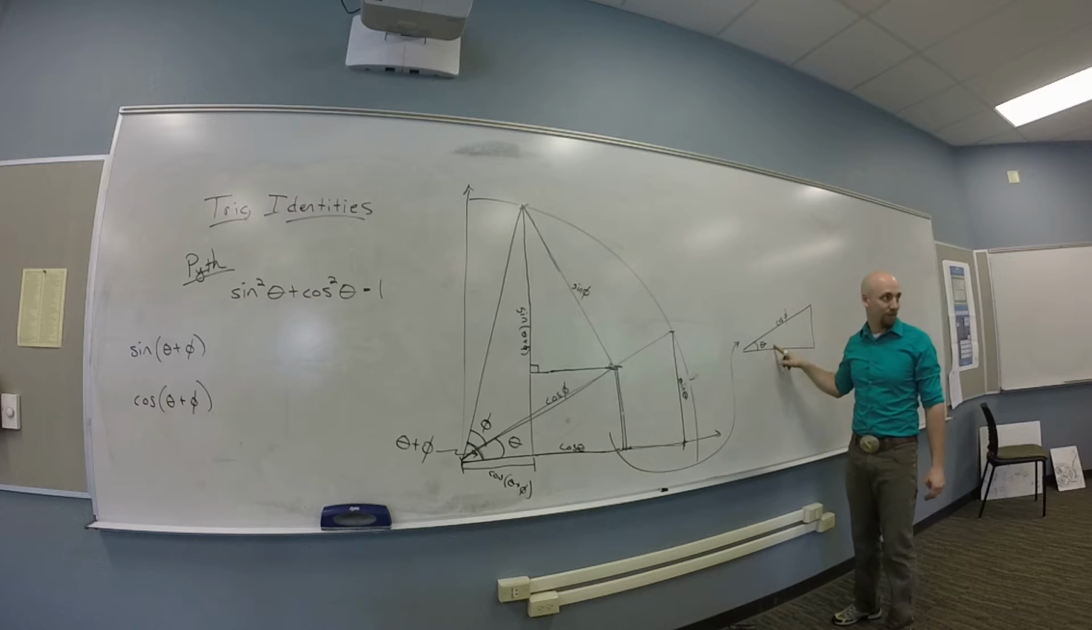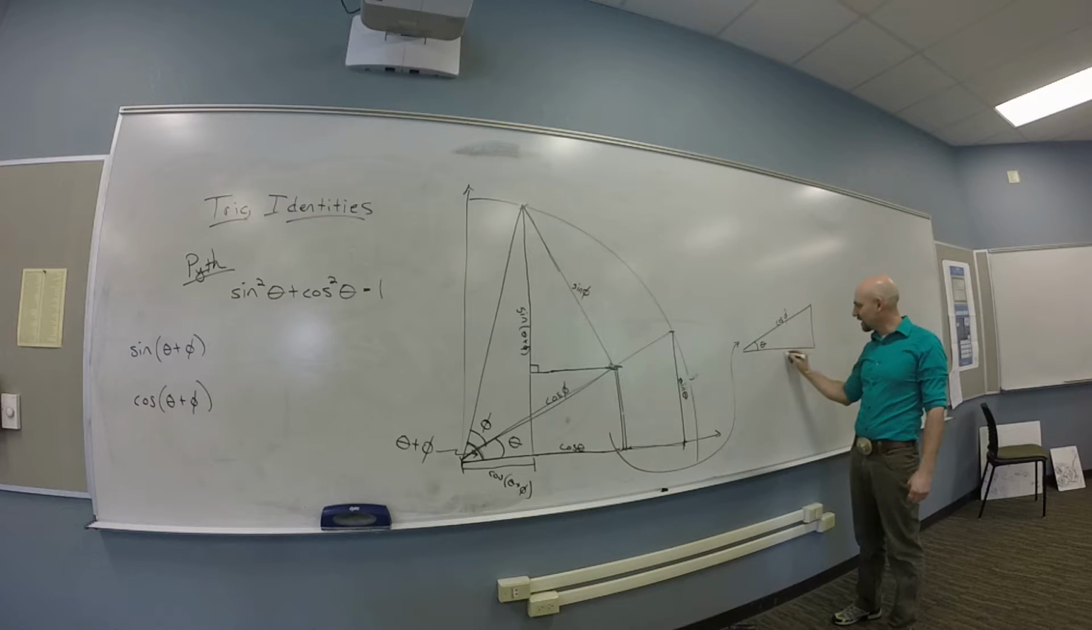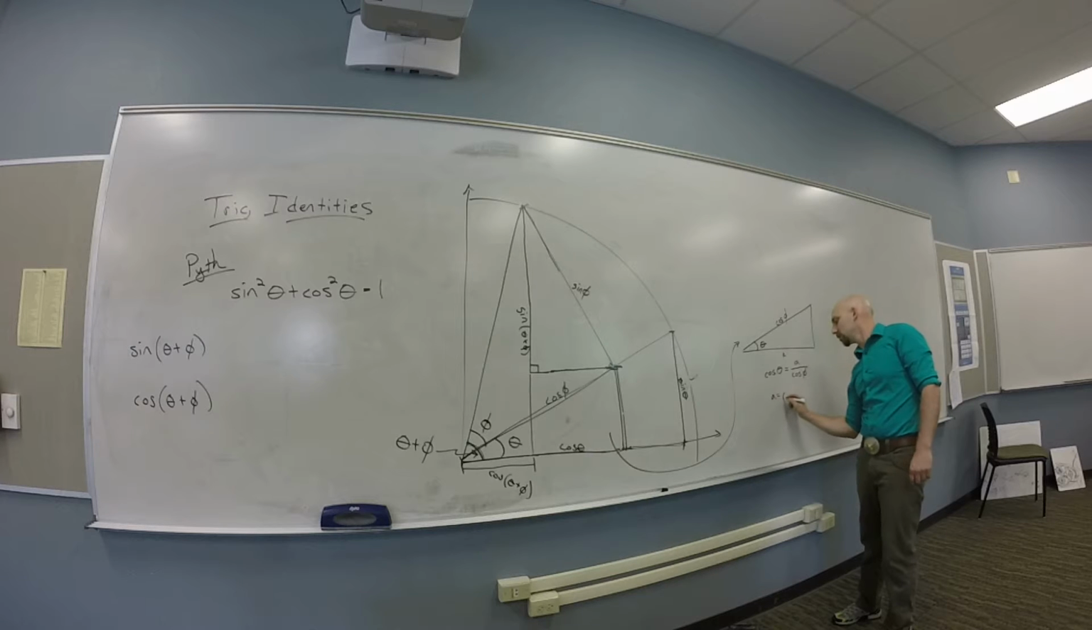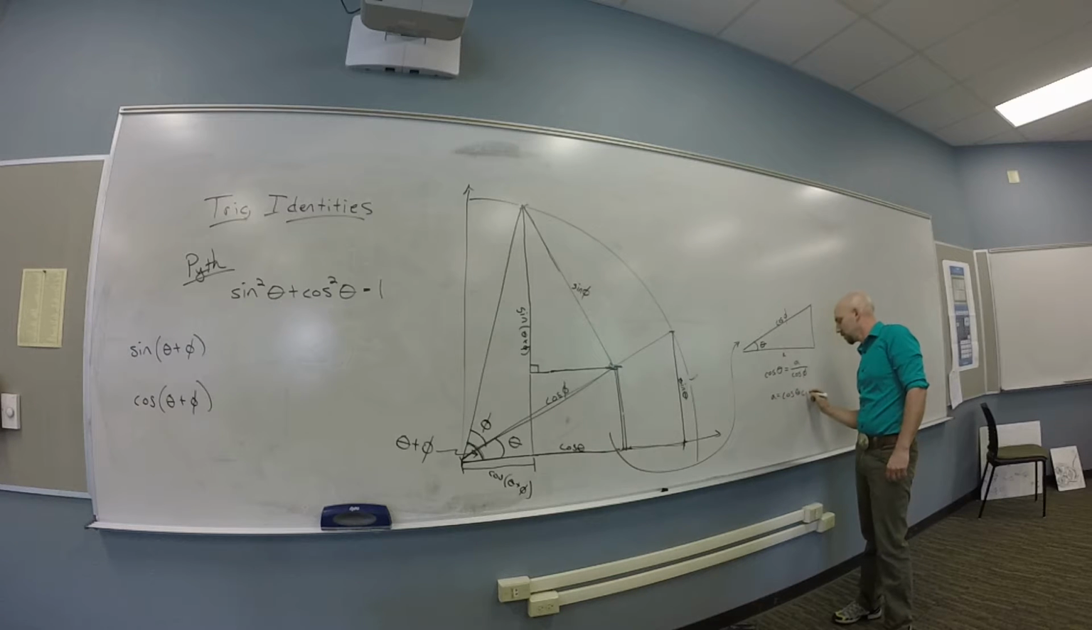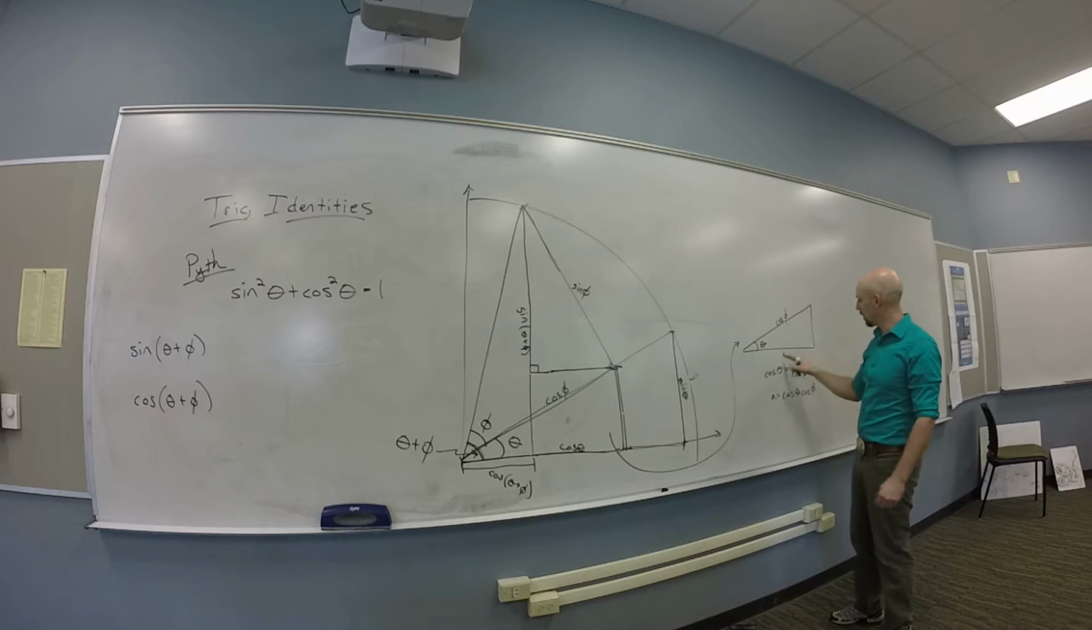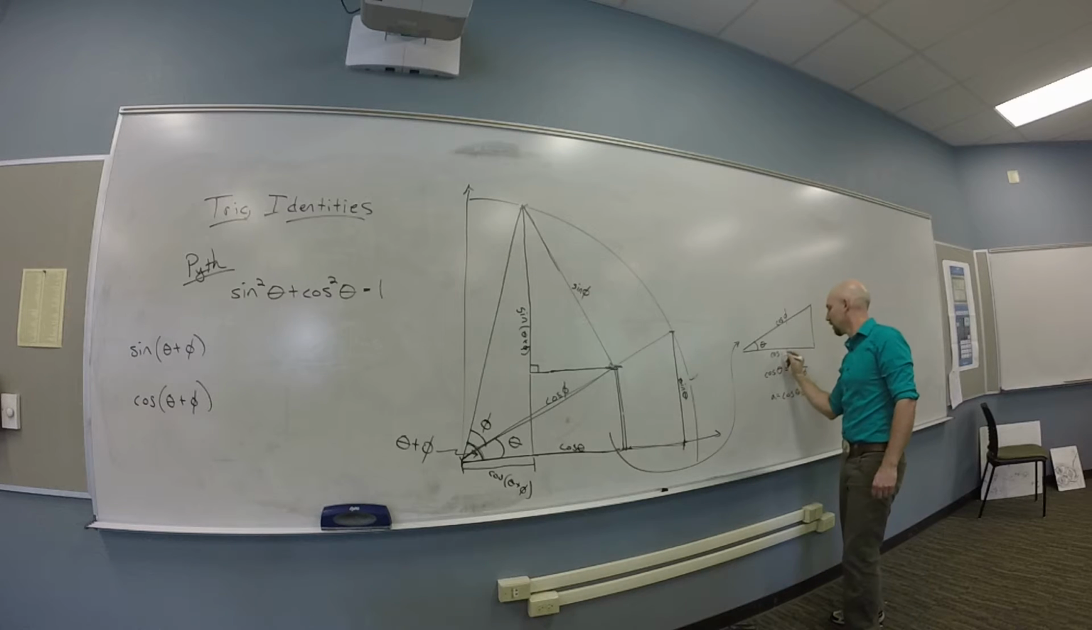Okay, so what I need to know is this guy's an adjacent side, right? So cosine of theta should be that adjacent side divided by the hypotenuse, which is cosine of phi. So A is cosine of theta times cosine of phi, and that's just that. You all with that? Okay, so this part here is cosine theta cosine phi.